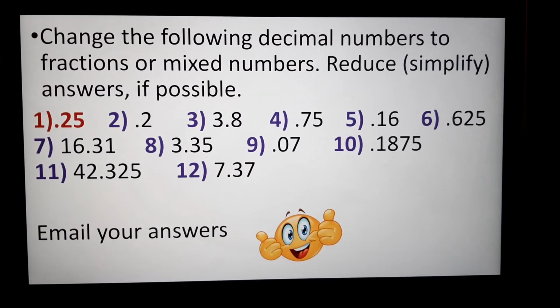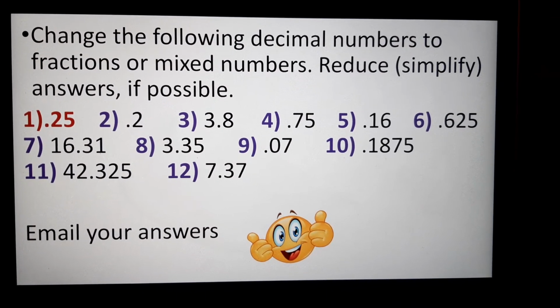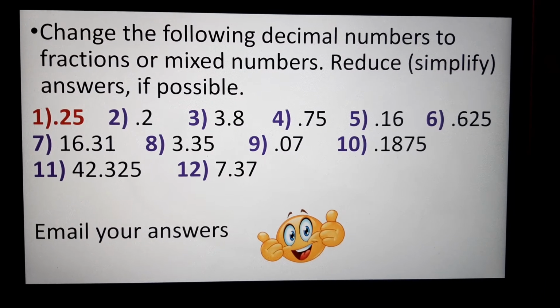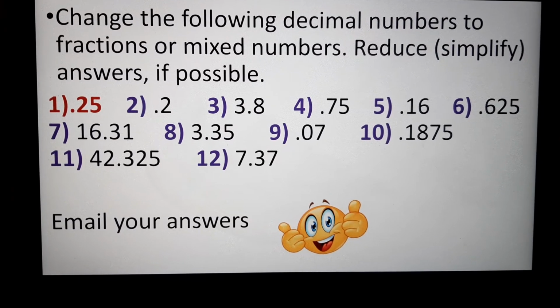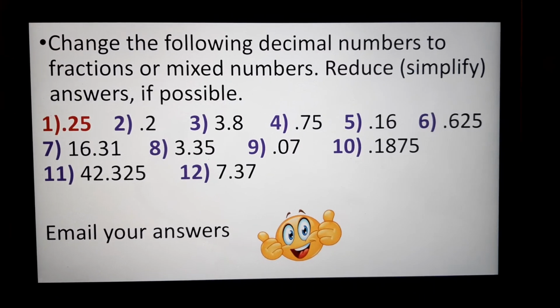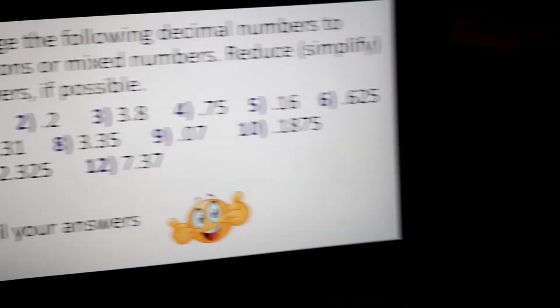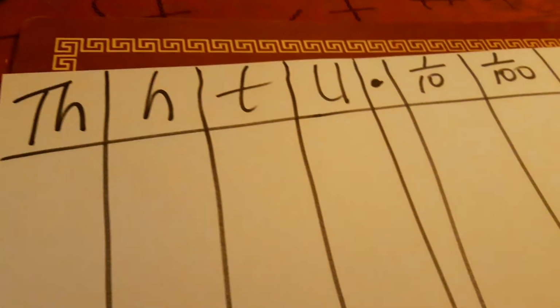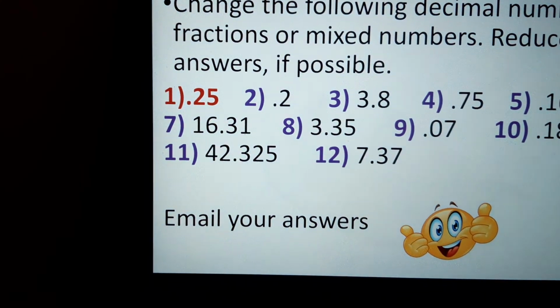Right, so next one. Change the following decimal numbers to fractions or mixed numbers. Reduce, that means simplify your answers if possible. So I would like you to try this one and then email us your answer, but we're going to do number 1 together. So let me grab my paper. So here we go. Again, you just need pen and paper for this task, so you can draw your place value grid. So number 1 is 0.25.